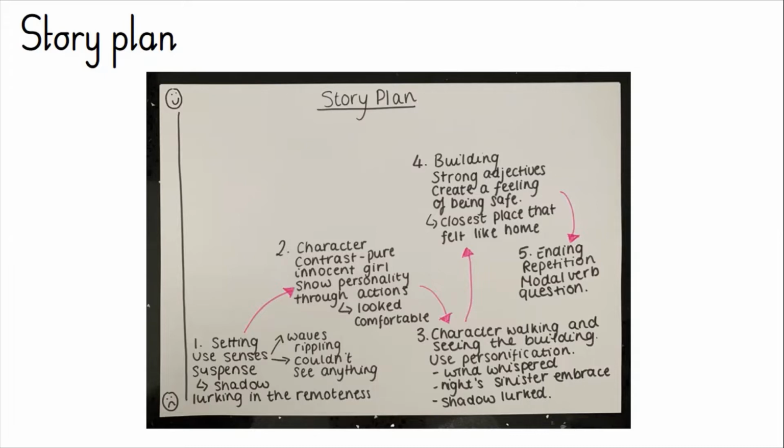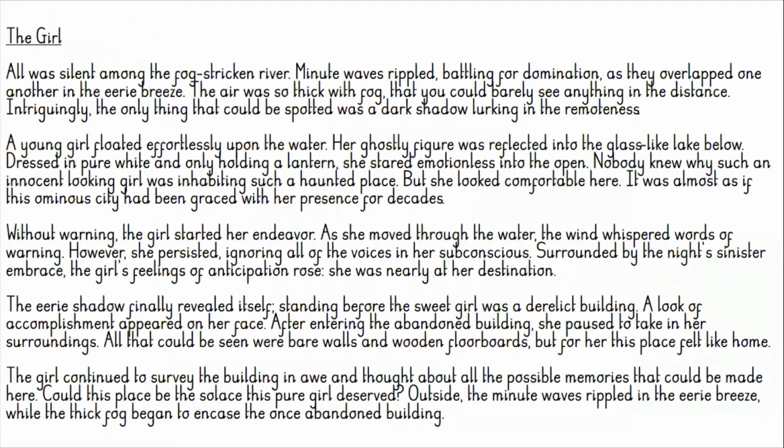Like, for example, in number 5, I've got a modal verb question, and these are just different ways that I can use to engage the reader. You can also see at the side, I've got my smiley face and my sad face, and this helps me with the type of vocab that I'm going to use within the story as well, so I know whether to use a negative word or a positive word. On this slide, I've got my final finished story, so I'm going to read through it, and then we're going to have a little look at the last 3 paragraphs and what I've included in it.